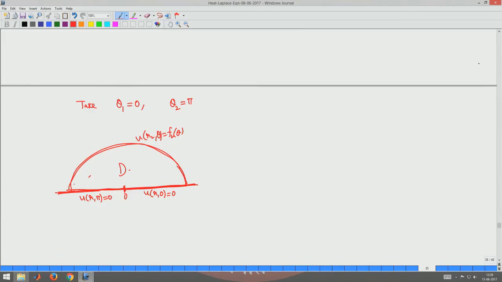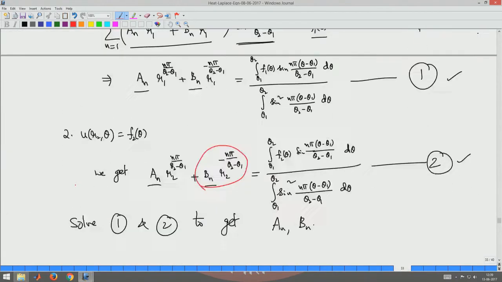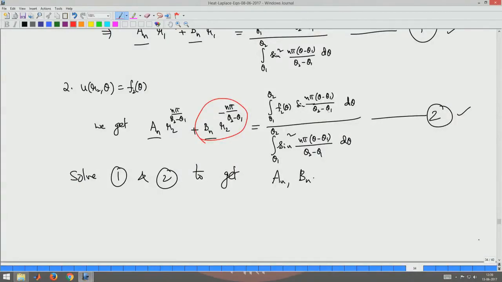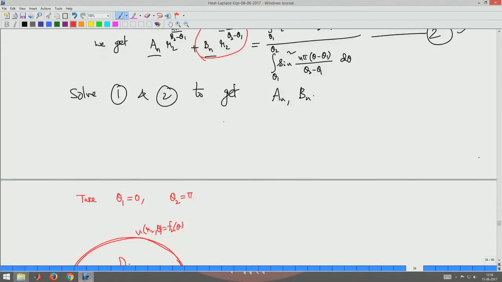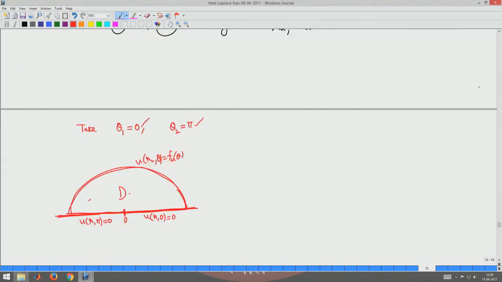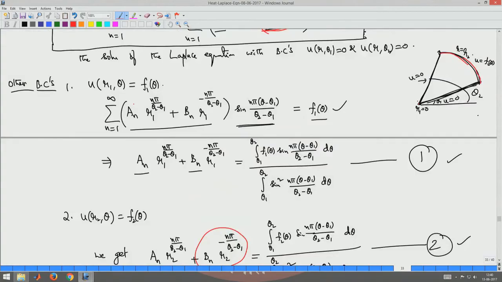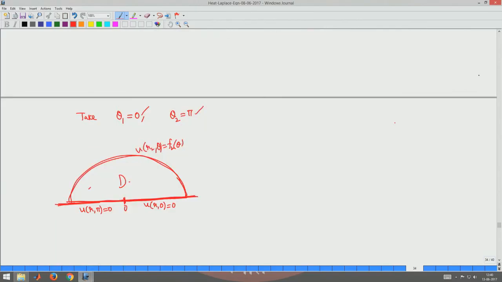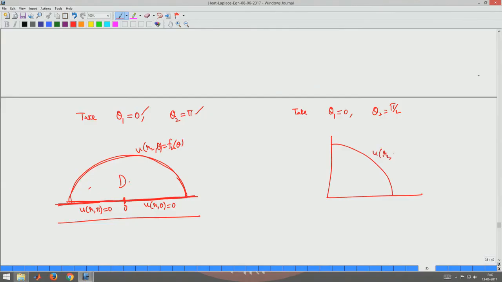If you do the same thing, the procedure is the same. The only difference is that theta 1 and theta 2 you take as 0 to pi. That is the only change in this reduced solution, okay. For this problem you simply change theta 1 and theta 2, and you solve it. And now if you take theta 1 equal to 0 and theta 2 equal to pi by 2, you can solve this in the quarter plane, the sector in the quarter plane. So that is also something you can solve. This is how you can solve this kind of curved domains.